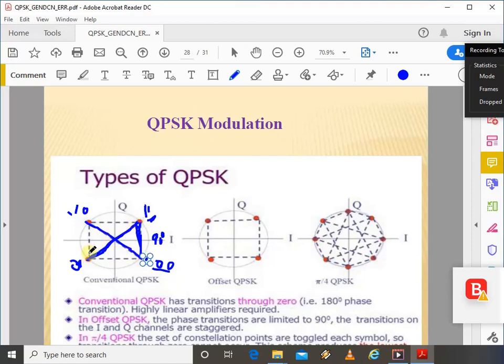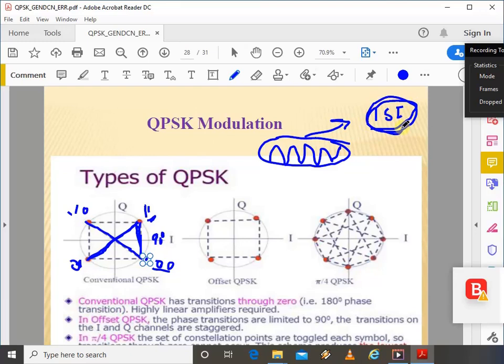Because of this abrupt phase change, there is a large variation in the amplitude of the QPSK signal. Whenever such a QPSK signal is transmitted through a band limited channel, it always undergoes inter-symbol interference. This kind of error is always going to occur. To overcome this variation, we go for offset QPSK.